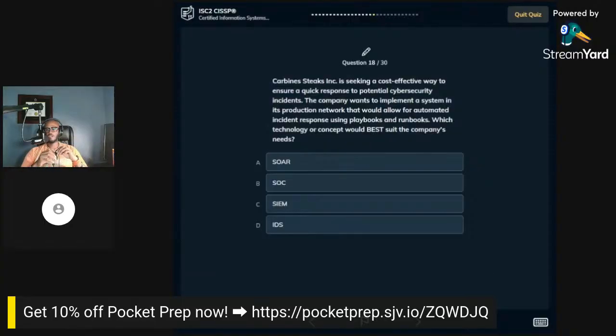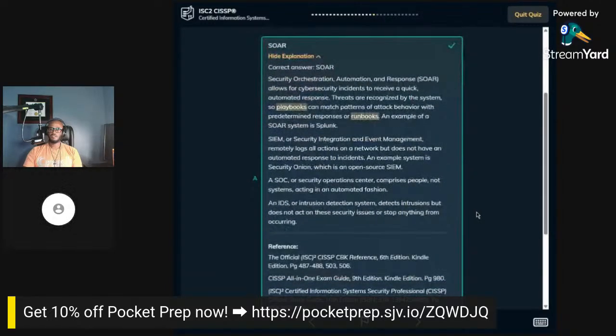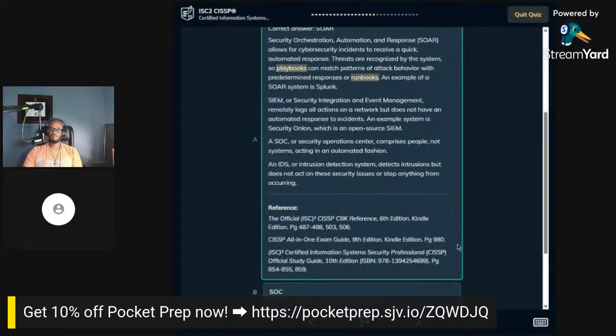Carbine Stakes Incorporated is seeking a cost-effective way to ensure a quick response to potential cybersecurity incidents. The company wants to implement a system in its production network that would allow for automated incident response using playbooks and runbooks. Which technology or concept would best suit the company's needs? SOAR. Yes, security orchestration, automation, and response.